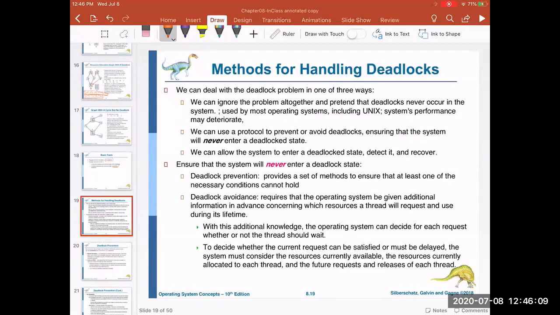Now, there are different methods of handling deadlocks. One is, don't worry about deadlock because it is a very rare condition that all philosophers would pick up, get hungry at the same time.